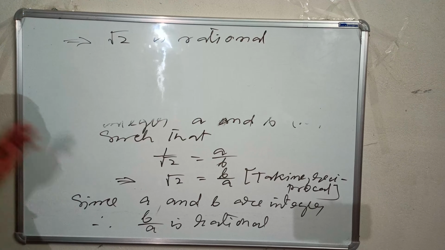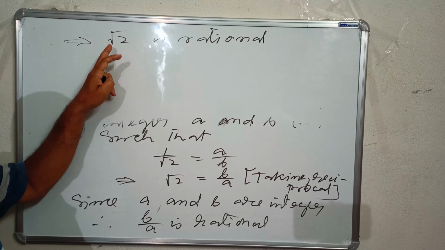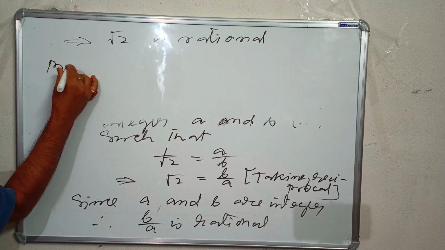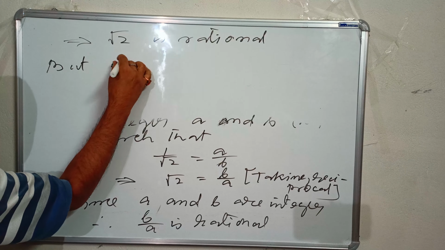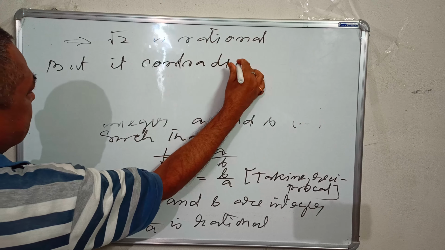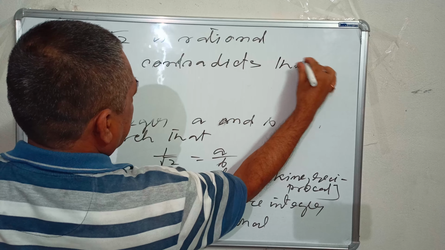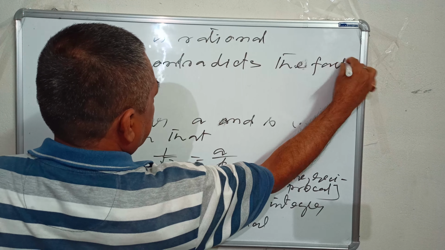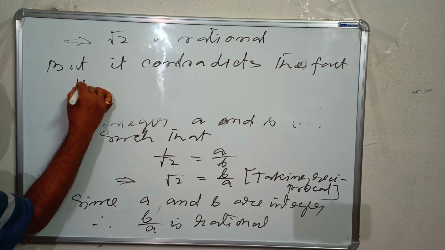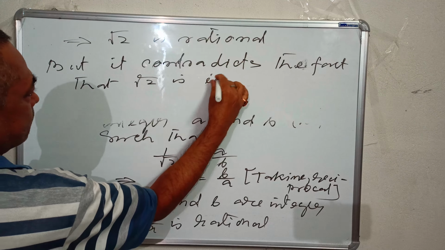Okay, but here comes the contradiction: 2 is a prime number and square root 2 is irrational. So it contradicts the fact. It is a fact, which means it is true that square root 2 is irrational.